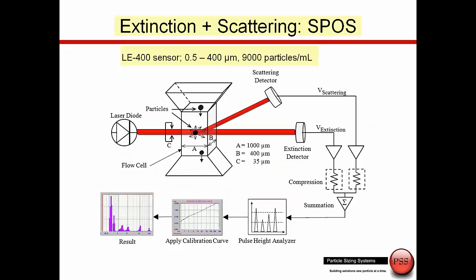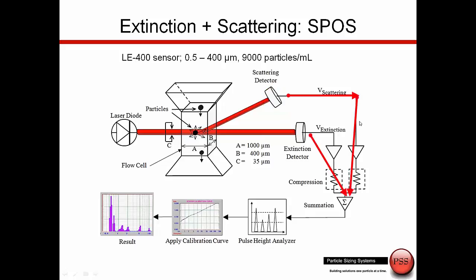Now the LE400 sensor, which is the basis of many of our single particle optical sizing systems, actually has 2 detectors. Here is the light obscuration or extinction detector, which looks at the diminution of light as each particle passes through this ribbon of light. I give you the basic dimensions of the sensing zone right here. We constrict the flow, and then there's this narrow ribbon of light. But what we've also done is we've added a second detector, which is the scattering detector.